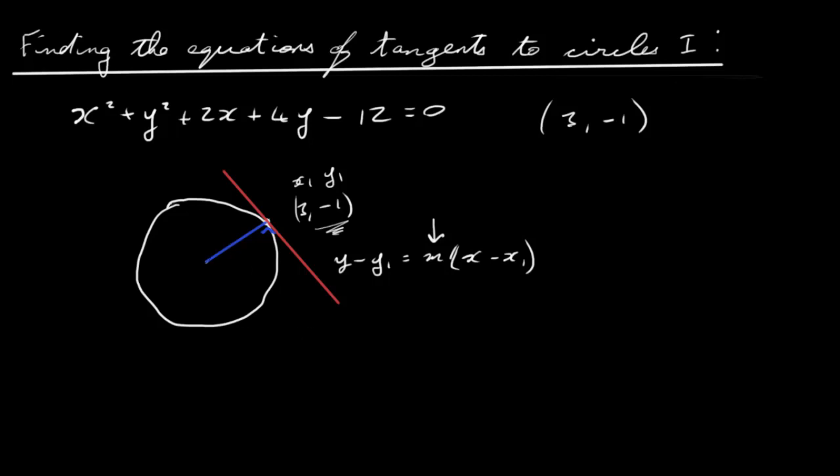So let's do that. We know that our center here is going to be (-1, -2). It's just half the coefficient of the x, change the sign, half the coefficient of the y, change the sign. So it's (-1, -2). So we've got to find the slope of this line here. We have a formula for that. Let's call it m1. It's going to be (y2 minus y1) over (x2 minus x1). We've already got an x1, y1 here, so let's call this x2, y2, and put them into our formula.